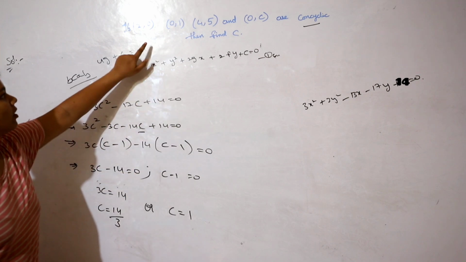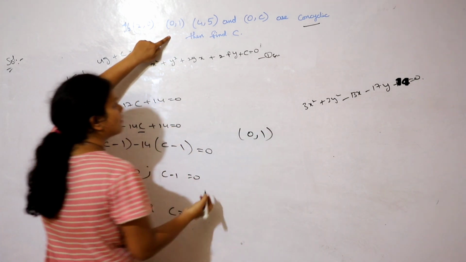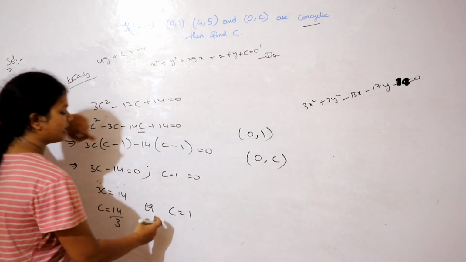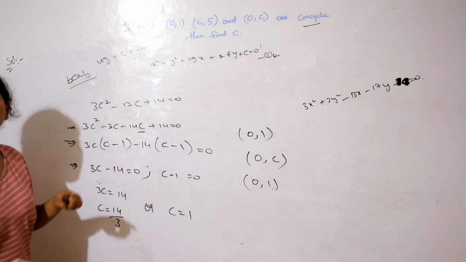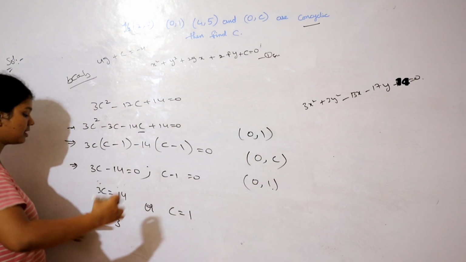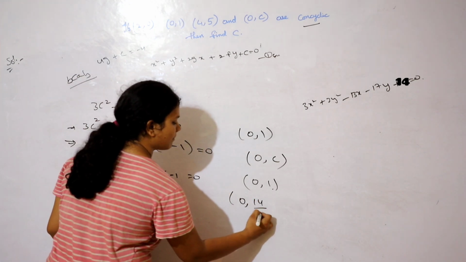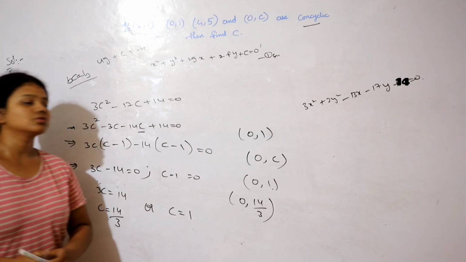But in the given question they already mentioned (0, 1). Here the value is (0, c). If c is 1, this becomes (0, 1), but (0, 1) already exists in the question. What is not existing is 14 by 3. So this will become (0, 14 by 3). So the fourth point is (0, 14 by 3).